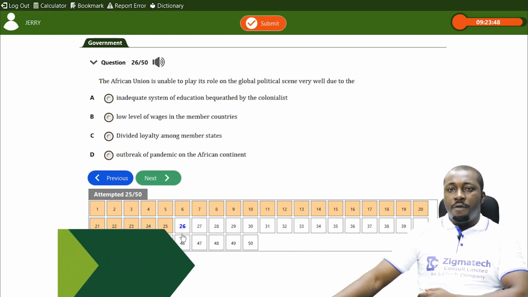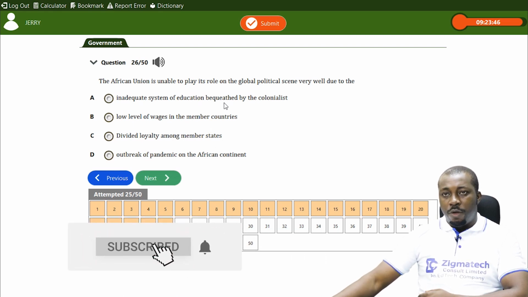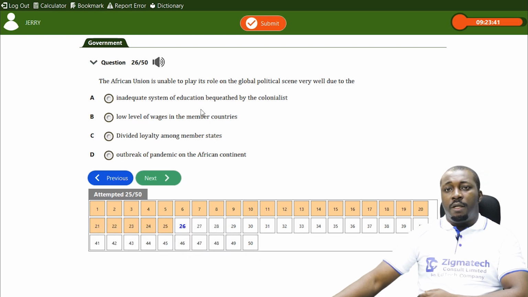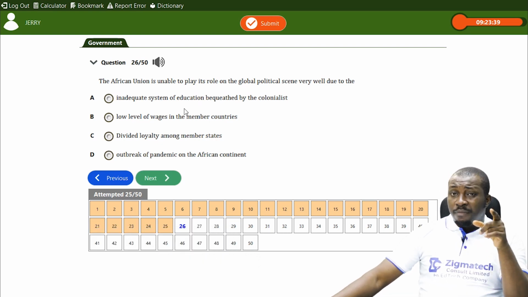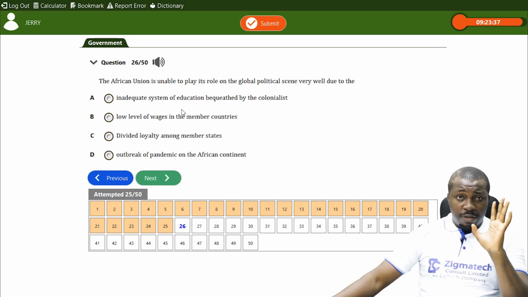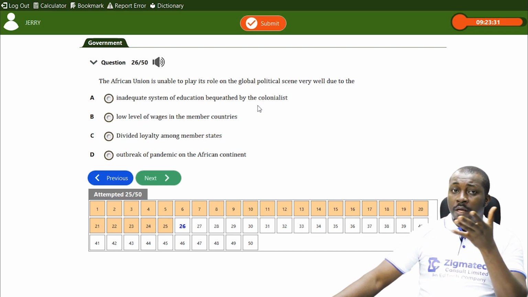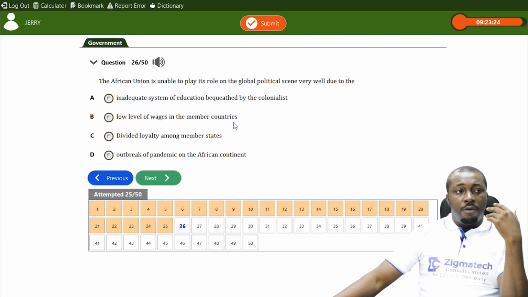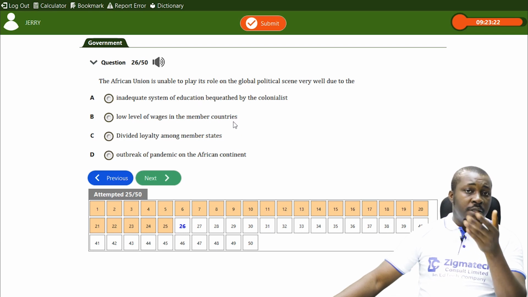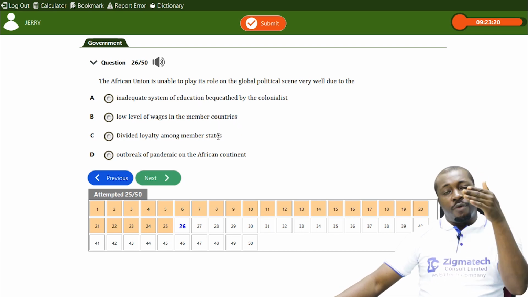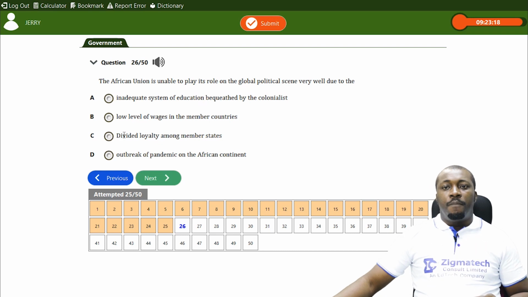Now, the African Union was unable to play its role on the global political scene very well due to... Now it's talking about a problem of African Union. That's what it's testing your knowledge on. An inadequate system of education bequeathed by the colonialists is not really the problem of African Union. Is it low level of wages in the member countries, what they pay? A member country is not really a problem of African Union.